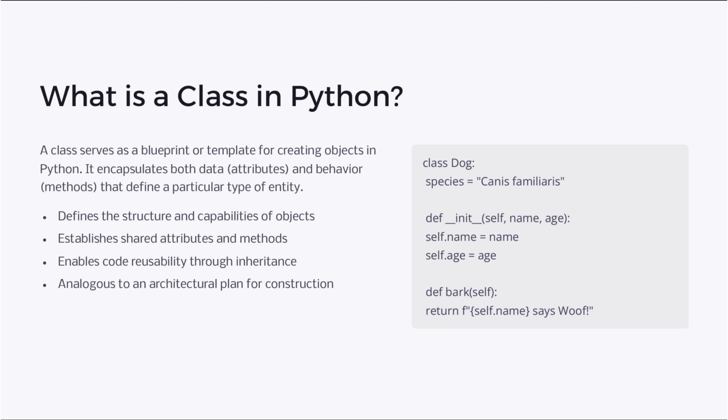A class in Python acts as a blueprint for creating objects, encapsulating data and behavior. It defines object structure and capabilities, establishing shared attributes and methods. This enables code reusability through inheritance, similar to an architectural plan. For example, the Dog class defines species, name, and age, with a method to make the dog bark.